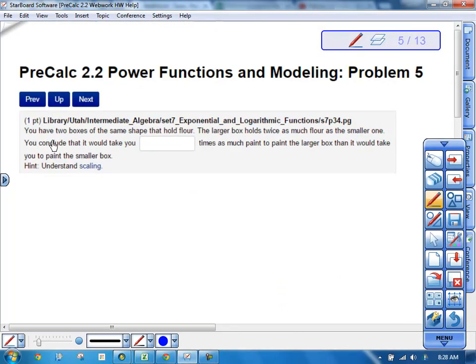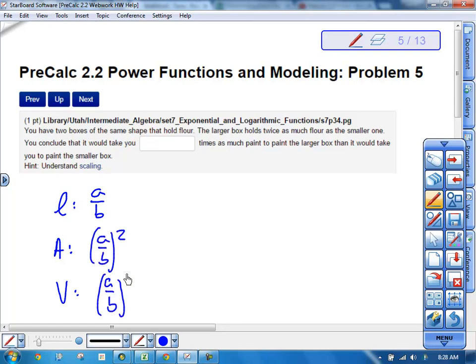Okay, the next question says you have 2 boxes of the same shape that hold flour. The larger box holds twice as much as the smaller one. Once again, I always write this out because there are relationships. Whatever the length ratio is, the area ratio is that squared, and the volume ratio is that cubed. They give us the volume ratio because they say the larger box holds twice as much flour, so it's 2 to 1. So if I want to find the length ratio, that's 2 to 1 or just 2. Doesn't matter, you don't need a 1.